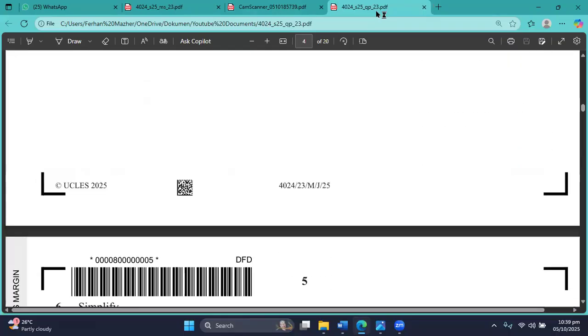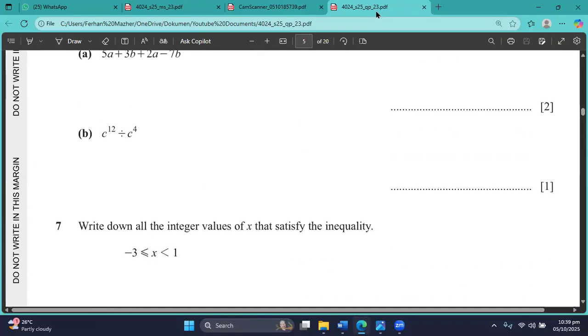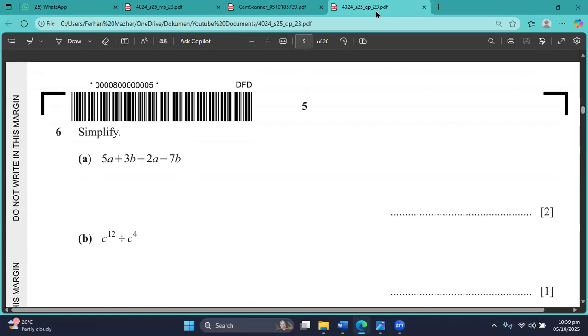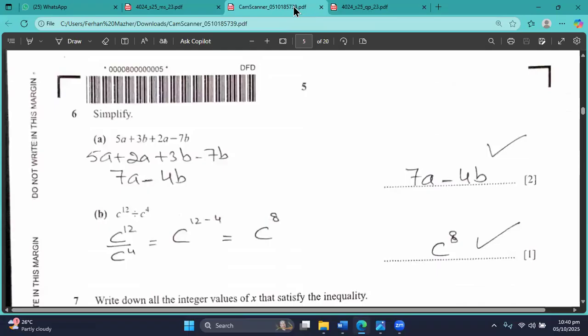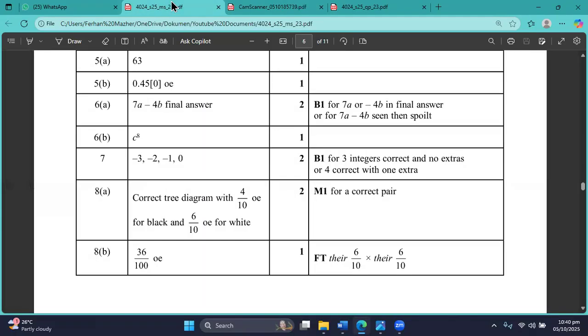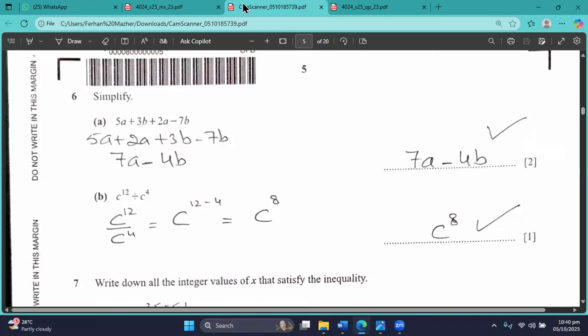Okay, then we have the next question, question number 6. On your screen, he says simplify. A part: 5A plus 3B plus 2A minus 7B. The terms which have A will be added, and the terms which have B will be added or subtracted with the terms which have B. So 5A plus 2A is 7A, and 3B minus 7B will be minus 4B. 7A minus 4B is the right answer, sir. This is how I have done this.